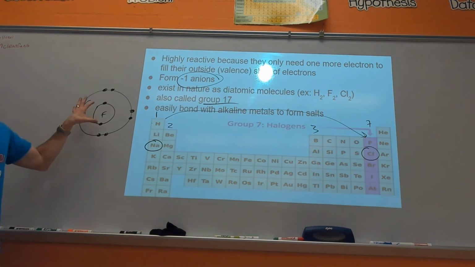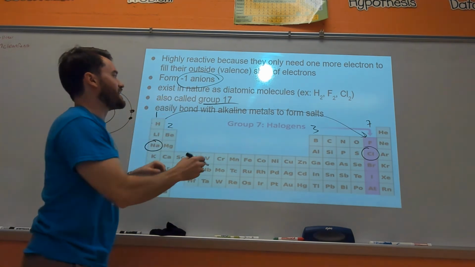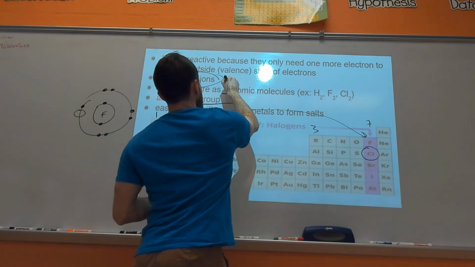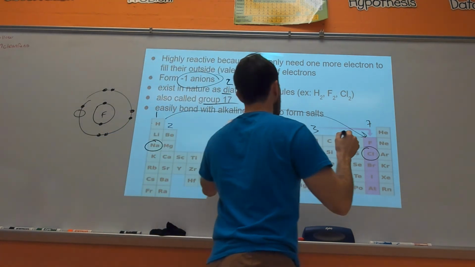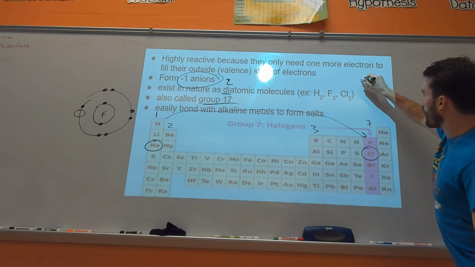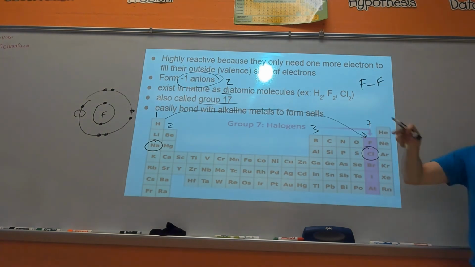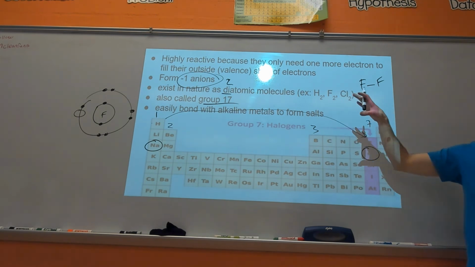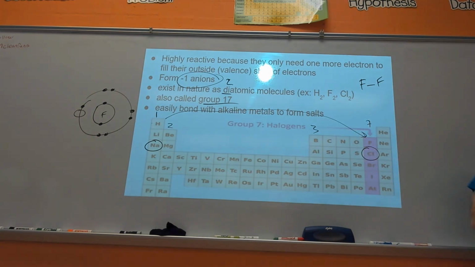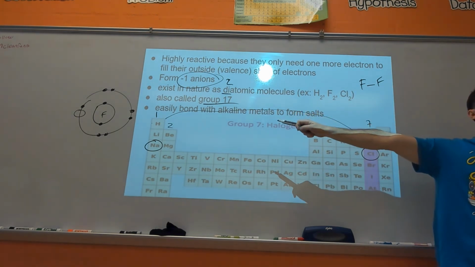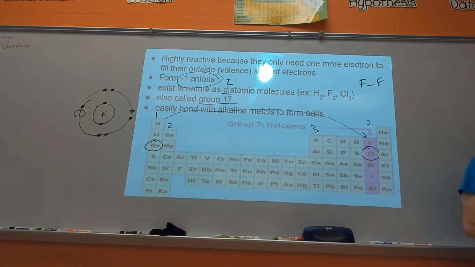Now, related to this idea is the fact that they exist diatomically. Di means 2. So fluorine always wants to exist in nature paired up with another fluorine, or hydrogen always wants to pair up with another hydrogen. Why would that make sense? Given what I showed you with the Bohr model, why would fluorine want to have a buddy with it? What would that allow them?